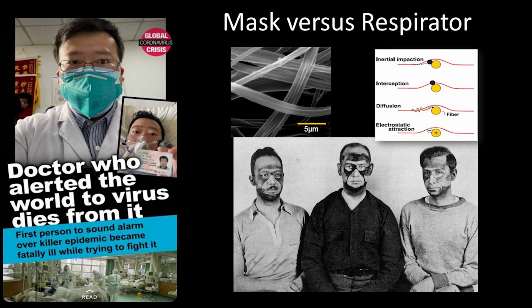Now, this is a very important slide. You see on the left-hand side, it says, the doctor who alerted the world to the virus dies from it. This is the doctor from Wuhan, and what he did is he told people about the virus that is coming. His infection most probably came from the wrong use of his PPE. Because if you look at this slide, you can see that he is wearing his surgical mask under his N95 respirator.